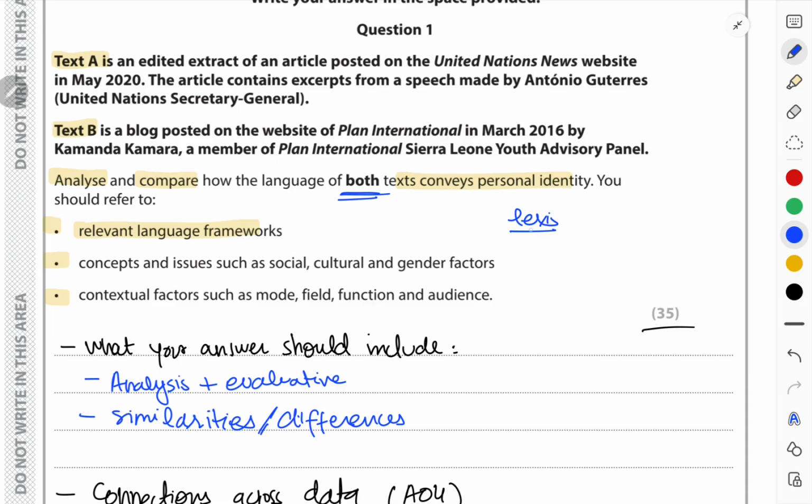And then it says how it conveys personal identity. When you think of identity, it's usually very difficult for students to understand. What do they mean by identity? Identity of the speaker basically means how the speaker is using language, how the speaker is using lexis, which is going to reflect who they are. The lexis or the language that they're using reflects who they are.